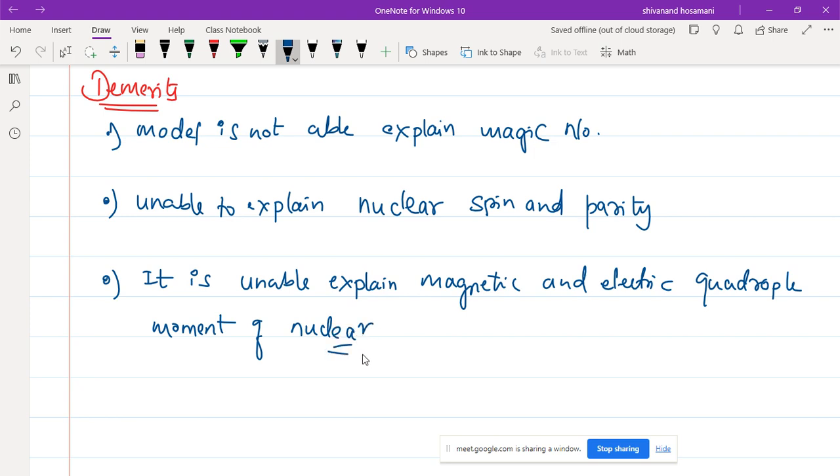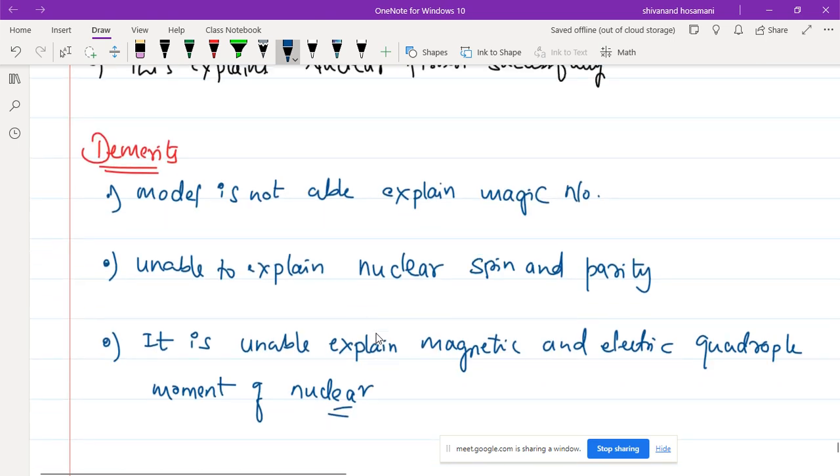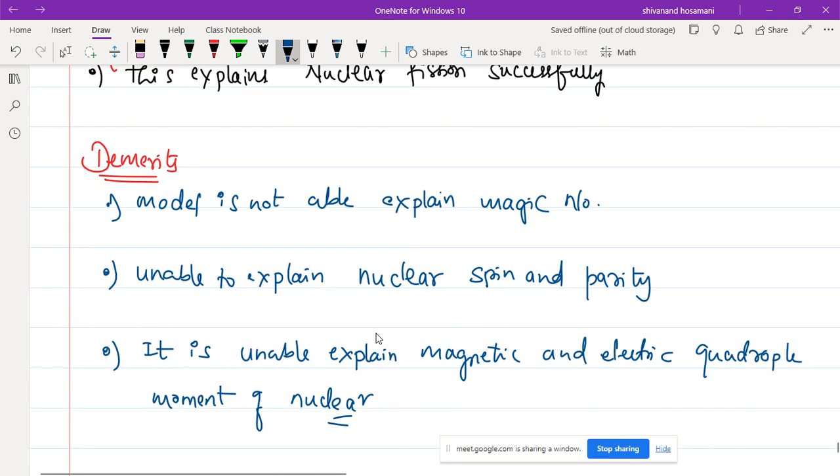So compared to the liquid drop model, the shell model explains all this. Whatever the demerits of the liquid drop model are, those demerits will be explained by the shell model. So these are the two successful models according to nuclear process explanation as well as nuclear properties.